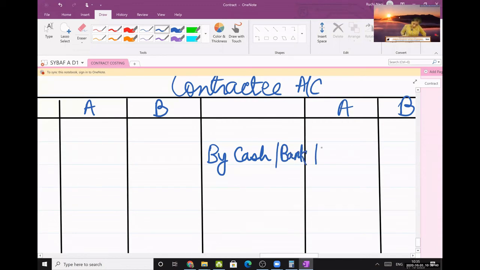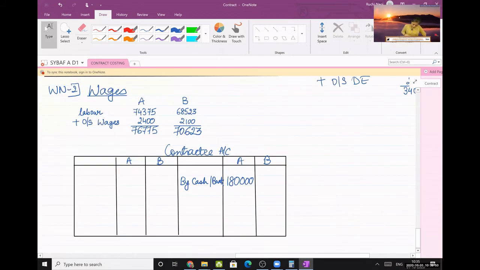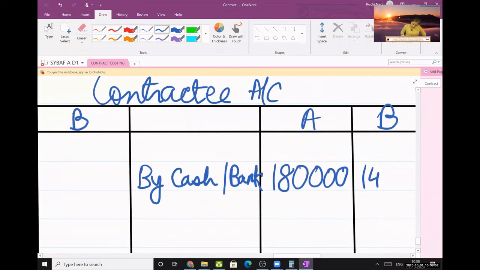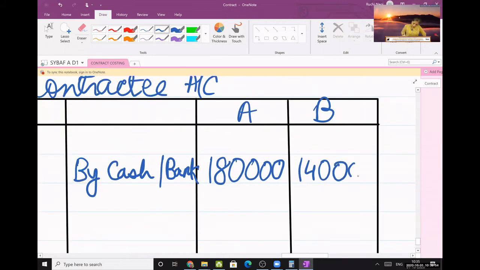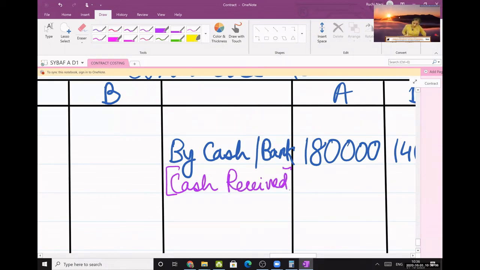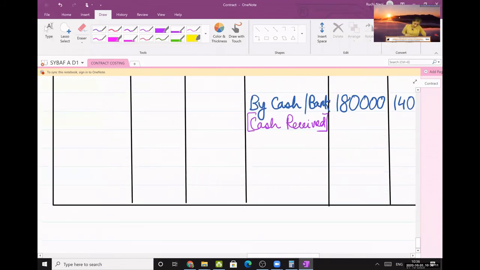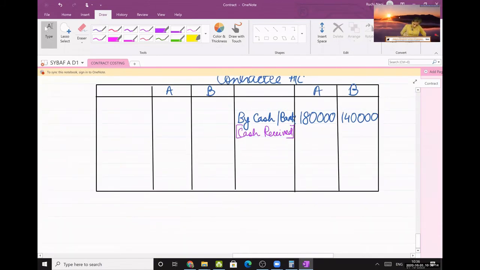Okay, how much was it? 1,80,000. A ka tha? And B ka kitna tha? I guess 140 tha. Yeah, B is 1,40,000. Okay, so which journal entry is this? This is cash received wala journal entry. That's it. Only one entry will come here.